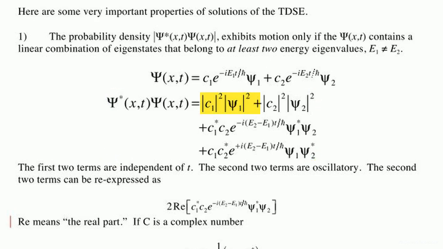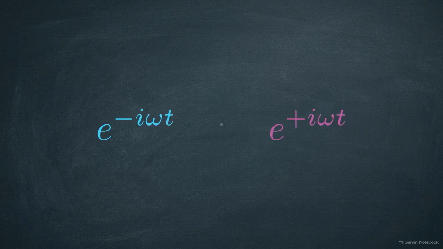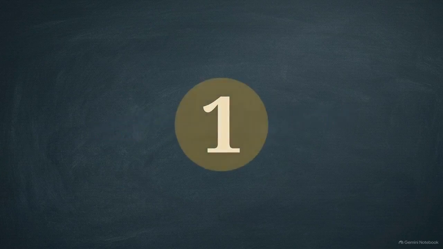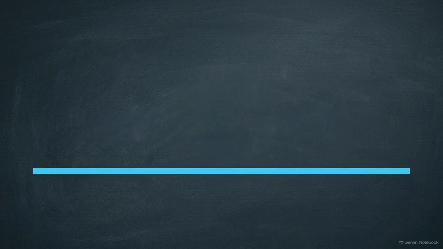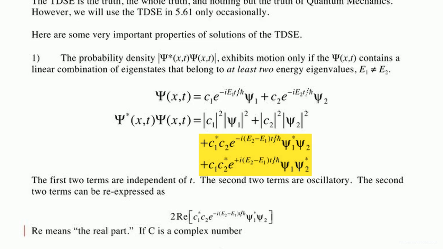The first two terms represent the individual probabilities of state 1 and state 2. These terms independently cancel out their own time factors, remaining static baselines. The motion is encoded in the final two lines. These cross terms are created by the multiplication of the two different states.